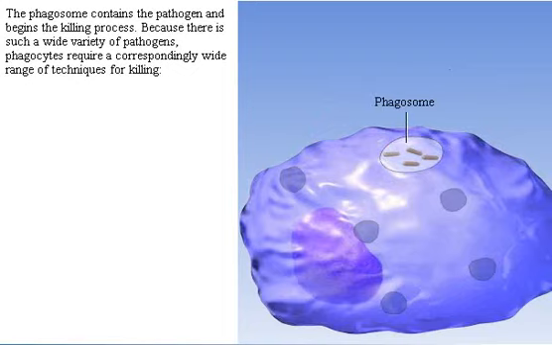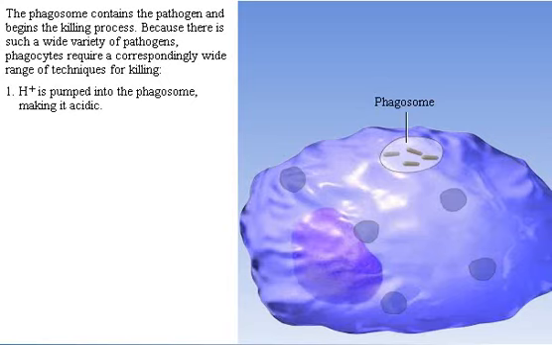Because there is such a wide variety of pathogens that phagocytes come up against, they require a correspondingly wide range of techniques for killing. First, hydrogen ions are pumped into the phagosome, making it acidic. This kills some pathogens outright and makes it difficult for any survivors to replicate. Click the phagosome to acidify it.